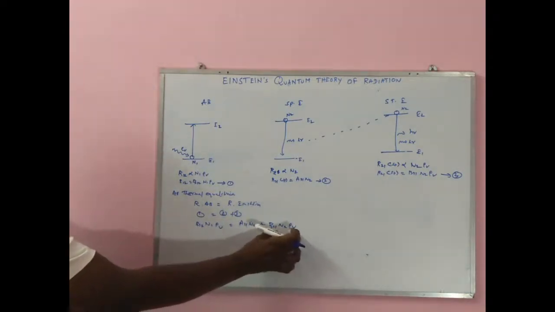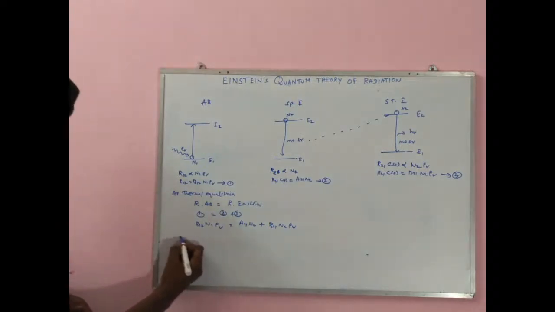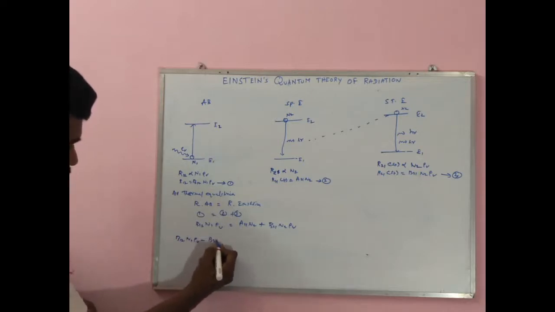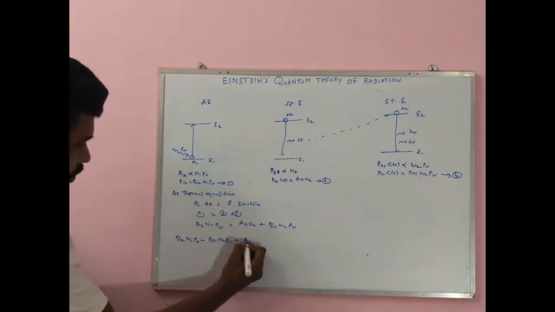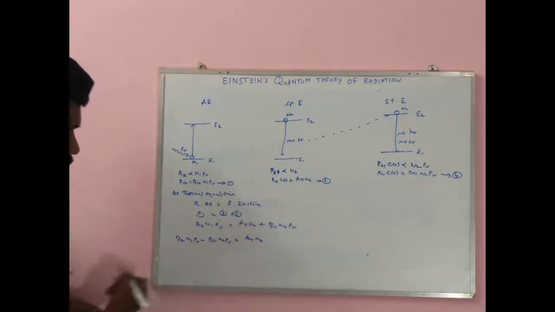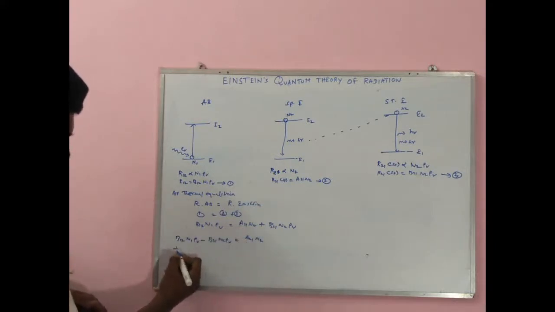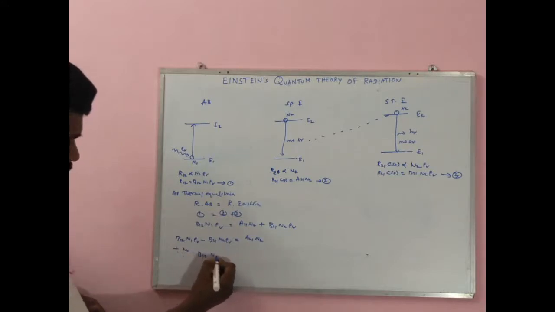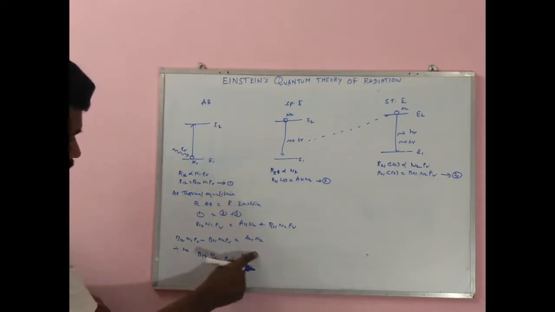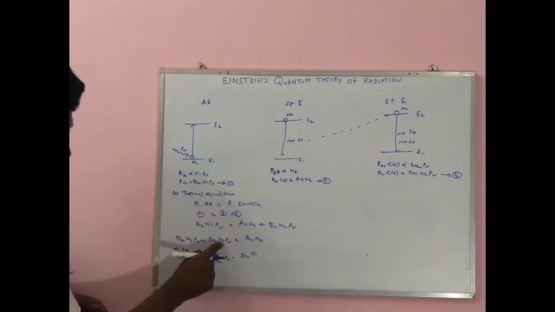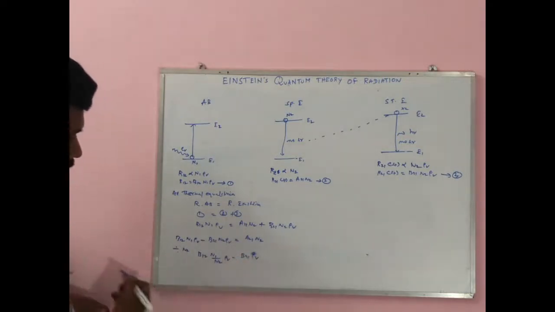Here the terms with rho v are shifted to the left side. So B12 N1 rho v minus B21 N2 rho v is equal to A21 N2. Dividing both sides by N2, we get B12 N1 by N2 rho v minus B21, where N2 by N2 is equal to 1, rho v, equal to A21.